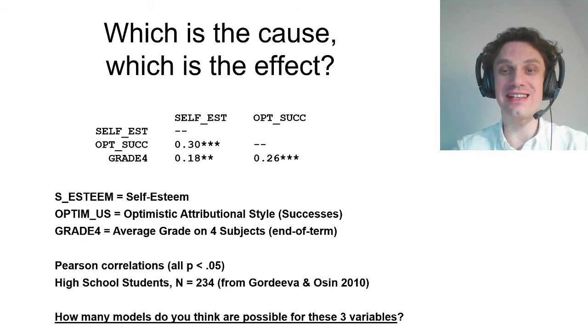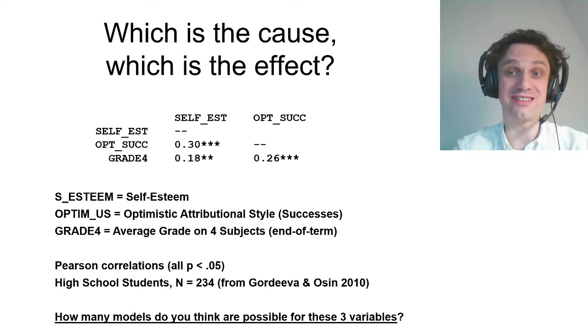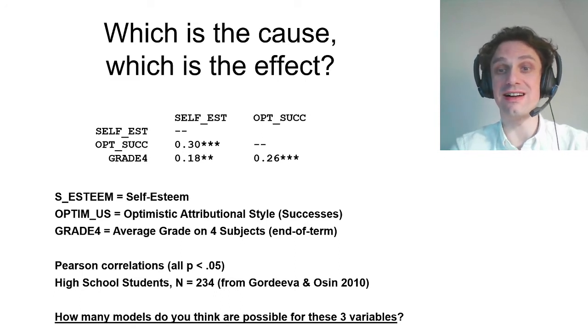So before we begin our discussion of multiple regression, let's try to broaden our outlook on the possible models that we can build. To serve as an example, I have put here a little correlation matrix that comes from our study with Tamara Gordeeva, where we had slightly over 200 high school students, and they completed 2 questionnaires on self-esteem and on optimistic attribution of successes, and we also calculated their grade point average for the last semester.